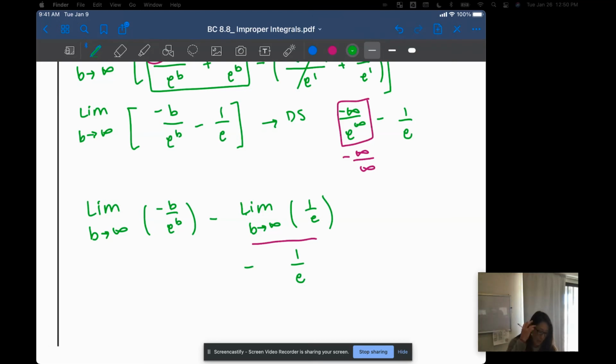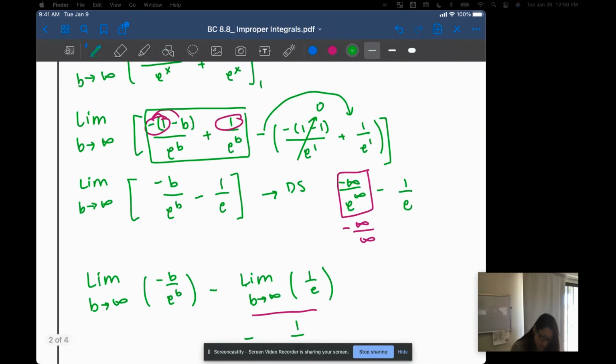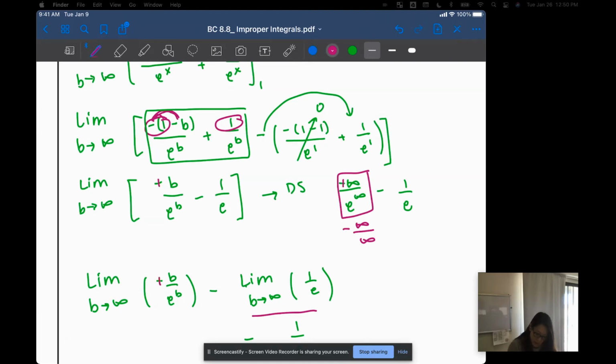And for the second limit, L'Hopital, I take the derivative of, oh, I see I have a mistake. Okay, I did not distribute in the negative to the b, so the b should be positive here. Positive, positive, positive. I have infinity over infinity. Positive infinity over positive infinity.